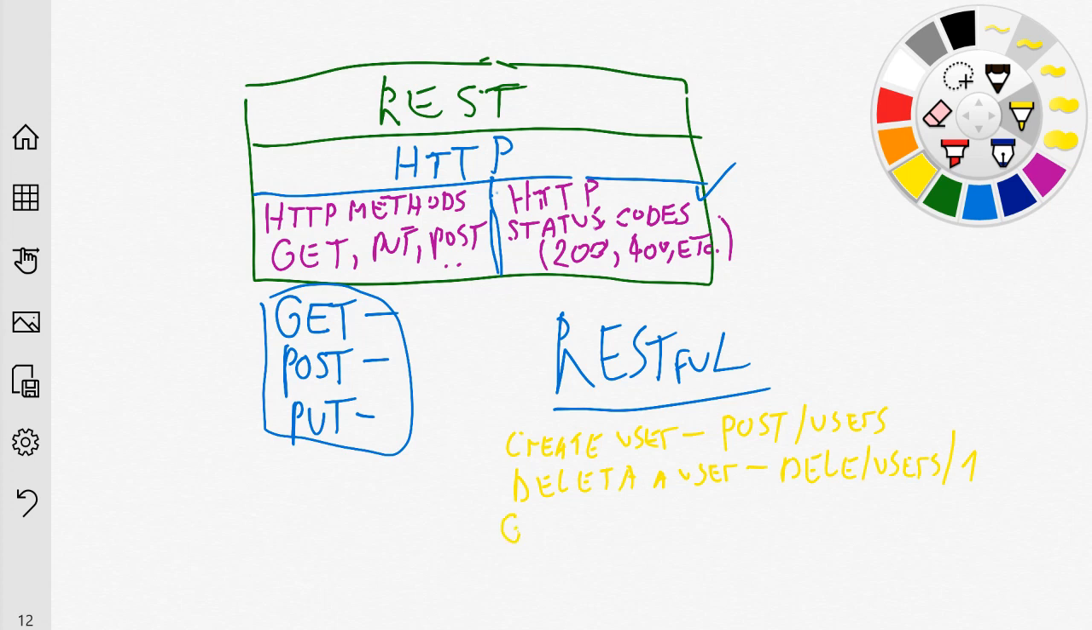Also, for example, if we want to get all users, we send request like get /users. Or if we want to get one user, we send request like get /users/1. The most important abstraction in the REST is a resource.